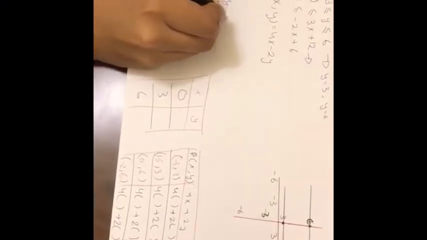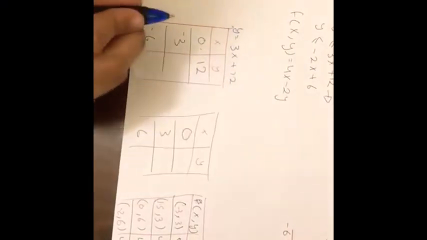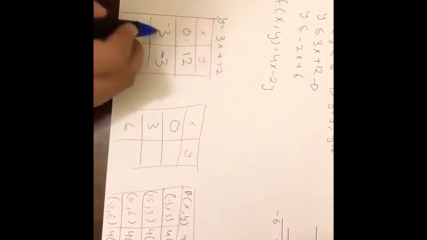We turn it into an equation. y is equal to 3x plus 12. So I choose these 3 points. 0, we substitute it here. It will be 12. And minus 3, it will be 3. And also here, minus 6, and it will be also minus.